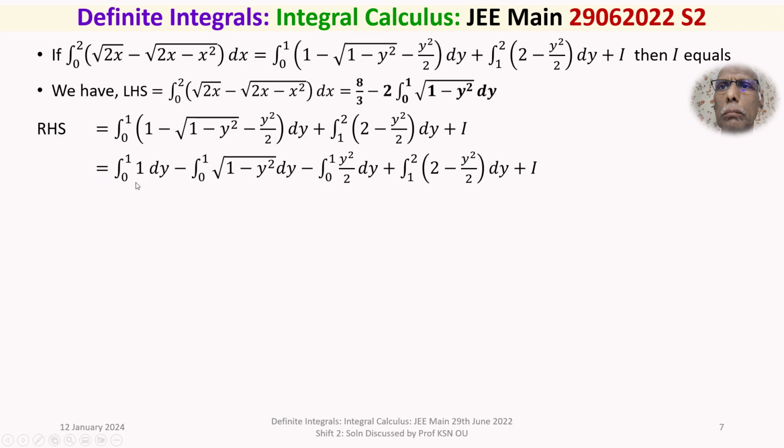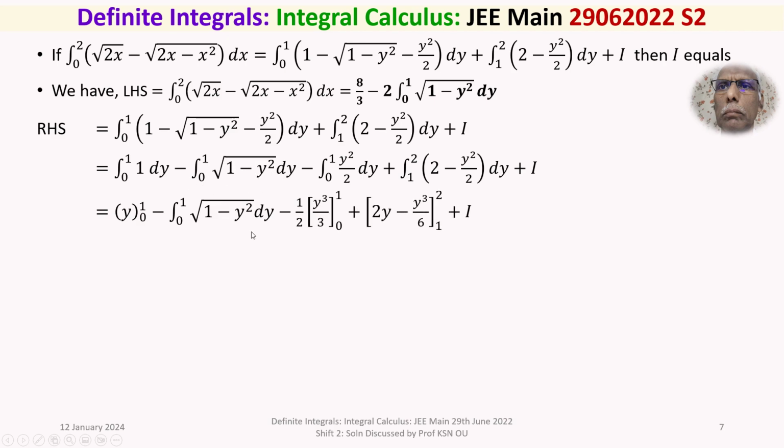Integral 1 dy means integral dy, that is y, to be evaluated from 0 to 1. This integral I told you we will always keep as it is, because in every option this was present. So now this is 1 by 2 into the integral of y square is y cube by 3 to be evaluated between the limits 0 to 1. And when integrated, this one 2y minus y cube by 6, 2 means 2y, y square by 2 when integrated it will be y cube by 2 into 3, that is 6, to be evaluated between the limits 1 to 2 plus I. This when evaluated, this will be 1.